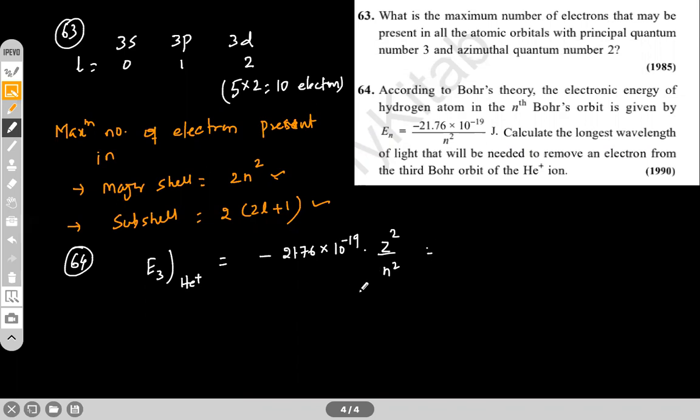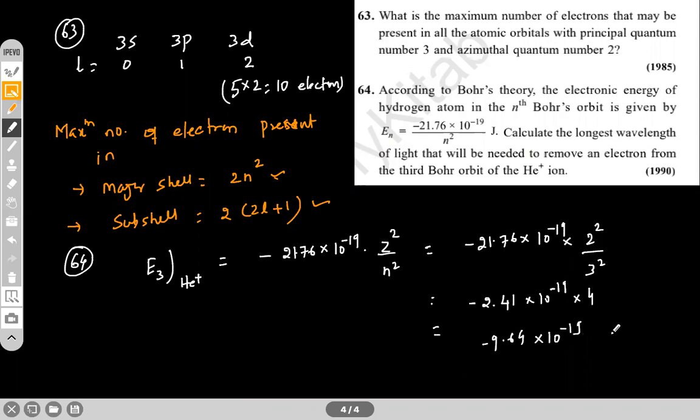For helium, the atomic number is 2. So Z squared is 2 squared, and n is the third orbit, so 3 squared. So 4 by 9, correct? When you solve this, it would be minus 2.176 into 10 to the power minus 18 into 4 by 9, which is minus 9.64 into 10 to the power minus 19 joule. This is the energy we have.